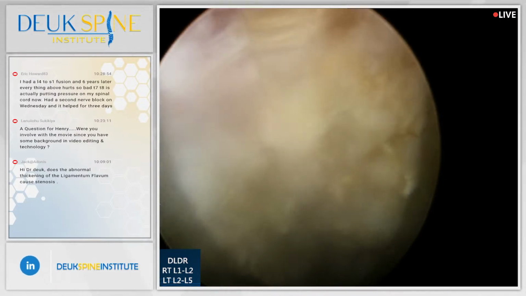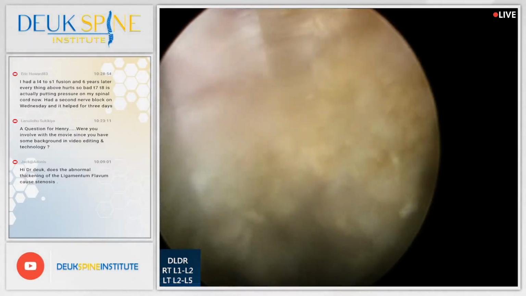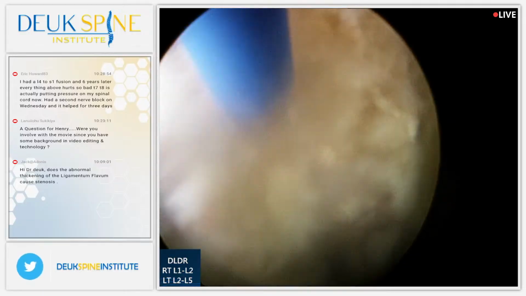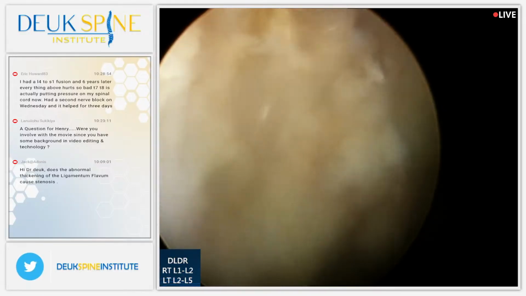Now, this is an FDA-approved surgery. It's outpatient. The patient's going to go home right after the surgery. She'll do about an hour of recovery, and then she's going to go home.